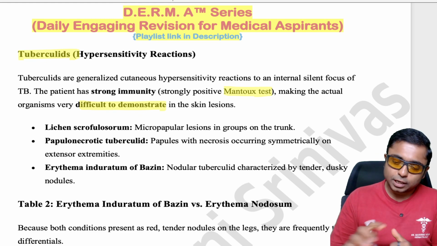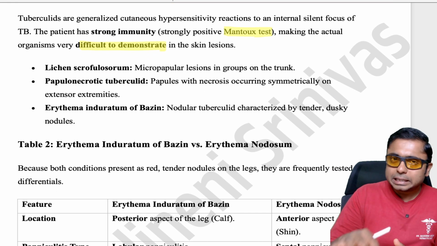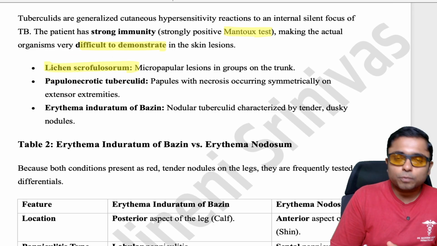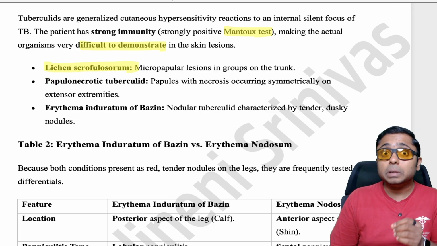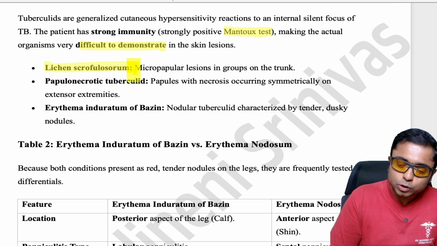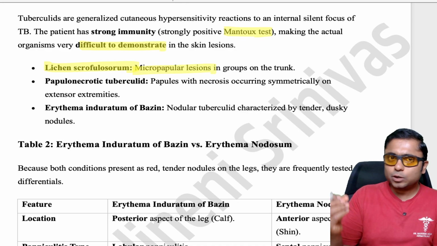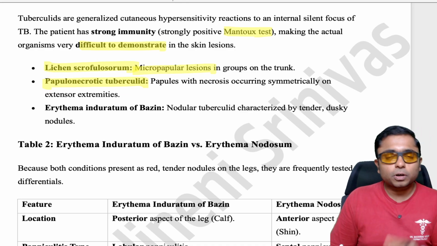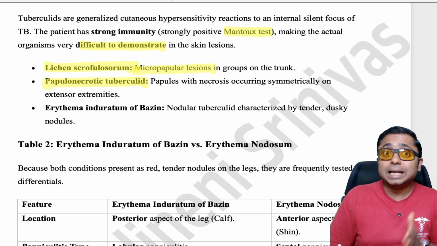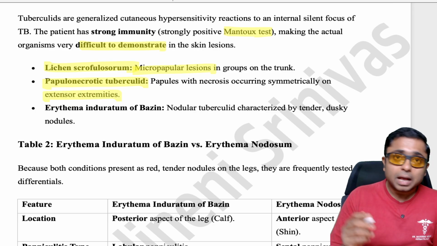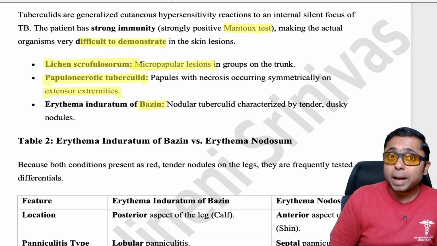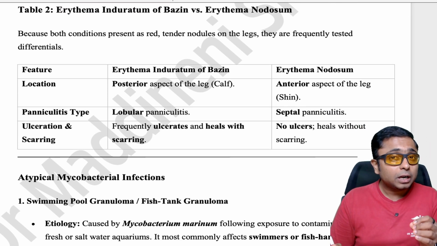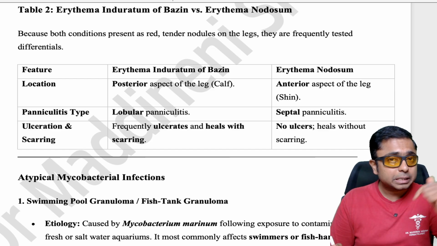So what are the important diseases which you need to remember? They are lichen scrofulosorum, papulonecrotic tuberculid, and Erythema induratum of Bazin. In lichen scrofulosorum, micropapular lesions will be seen over the trunk. In papulonecrotic tuberculid, necrotic papules will be present, especially over the extremities. Bazin's disease, remember, is a type of panniculitis. What is panniculus? If you remember, put it in the comment section below.